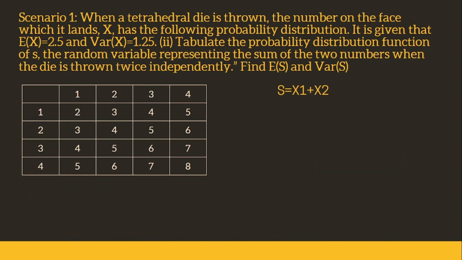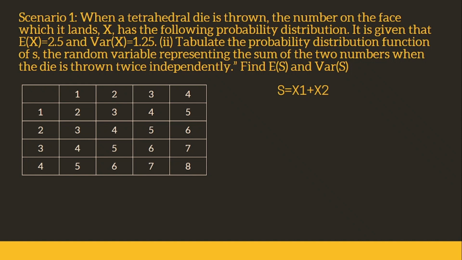Then for S, they say that they want the sum of two numbers when the die is thrown twice independently. So we can actually draw a giant 5 by 5 grid. The sides will have 1, 2, 3, 4 and 1, 2, 3, 4. Then in the remaining 4 by 4 grid, we are going to show all the different scenarios that S can take on.